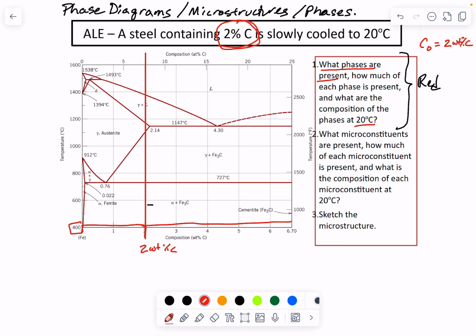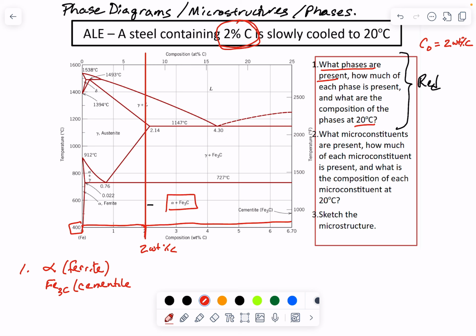So what phases are present? Well, look, we're in a two-phase field. There's alpha and there's Fe3C. So the answer to number one is we have alpha and we have Fe3C. Alpha, remember, is ferrite, remember the names, and this is cementite.